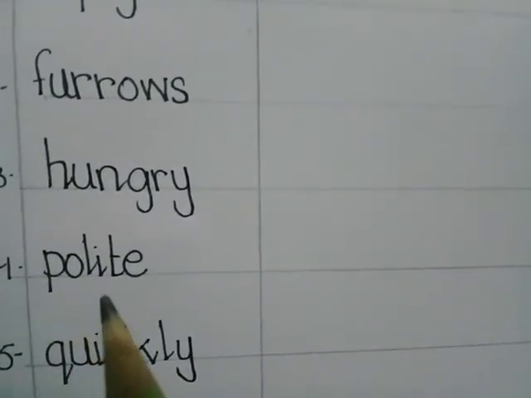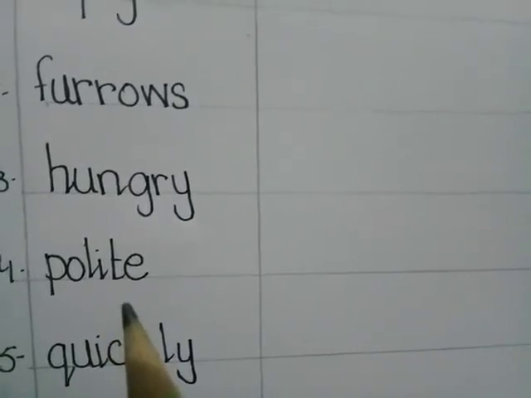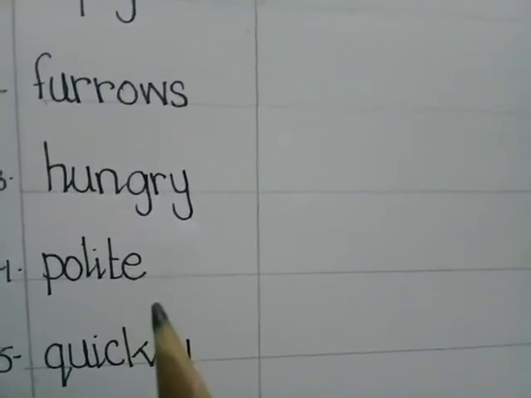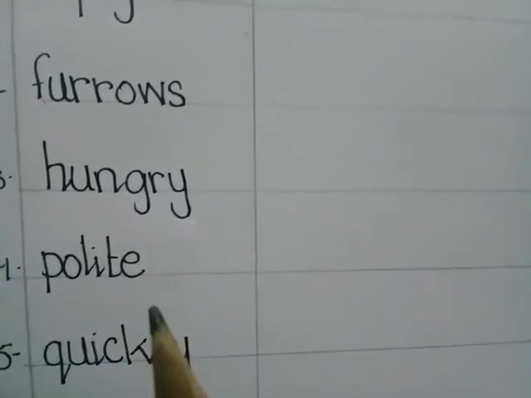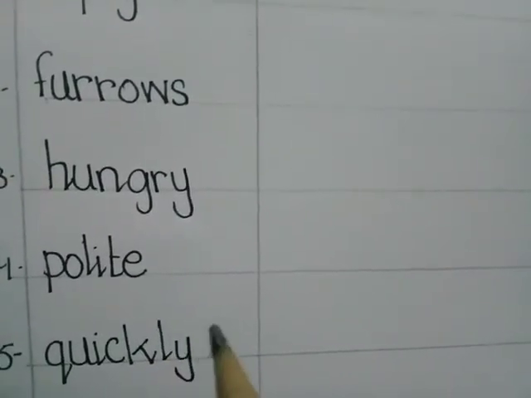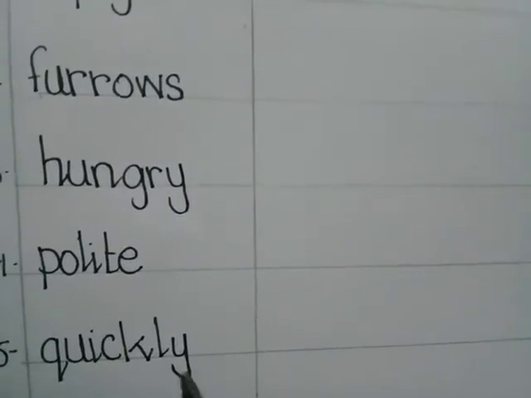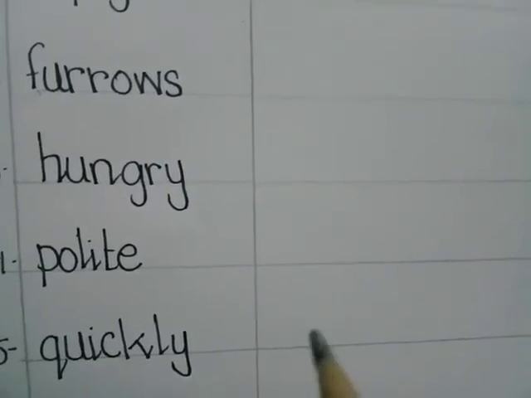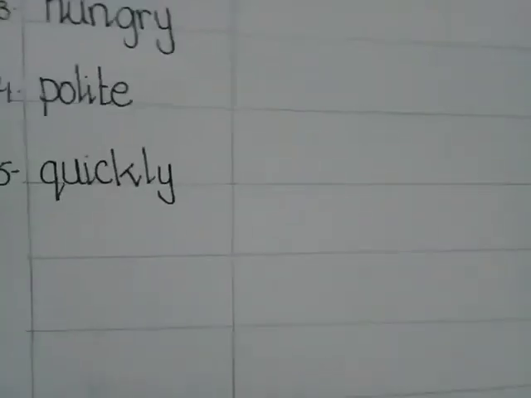Now fourth word is polite. And what is the meaning of polite? Polite means showing good manners. Now we have to use this word in our sentence. We can create sentence. He smiled politely. Or we can create he replied politely.